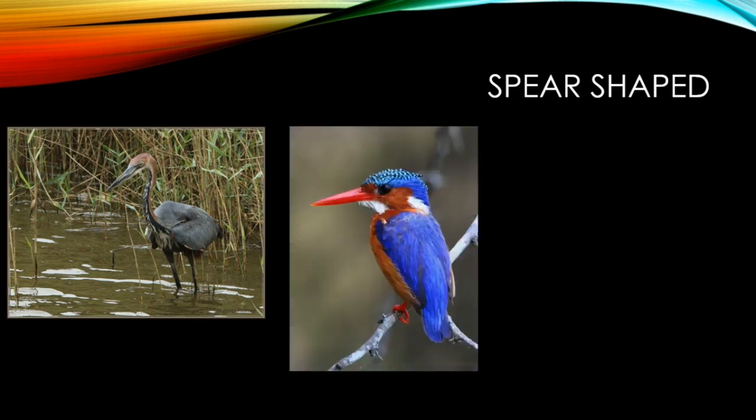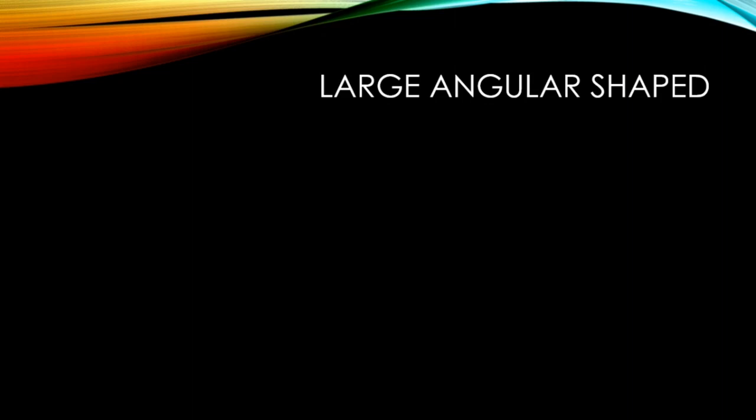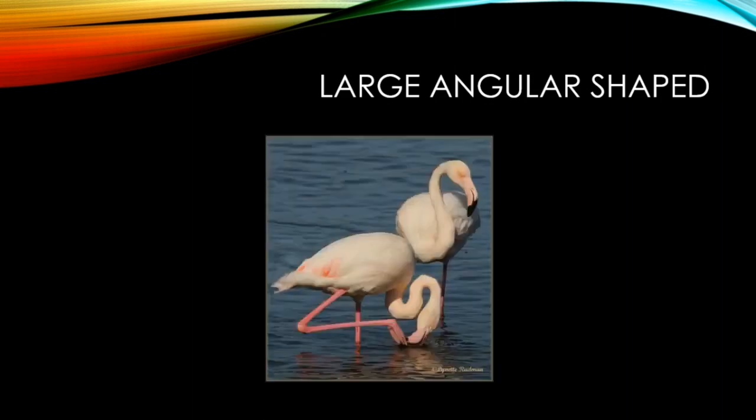Large angular shaped beaks, so that's very characteristic of flamingos. They tend to have quite a unique shaped beak in order to feed on the very specific little organisms that they feed on. Right, hook shaped.